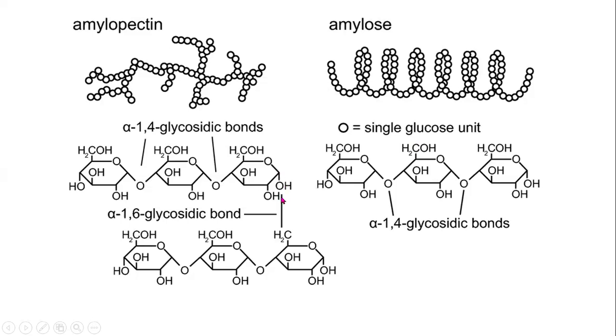At carbon 6, it makes an alpha 1,6 glycosidic linkage, for instance. This is the sixth carbon, and if this is the first carbon, there is a linkage between this carbon and another carbon to form the branch. So this is the branch. We have the alpha 1,6 glycosidic bond as the branch.